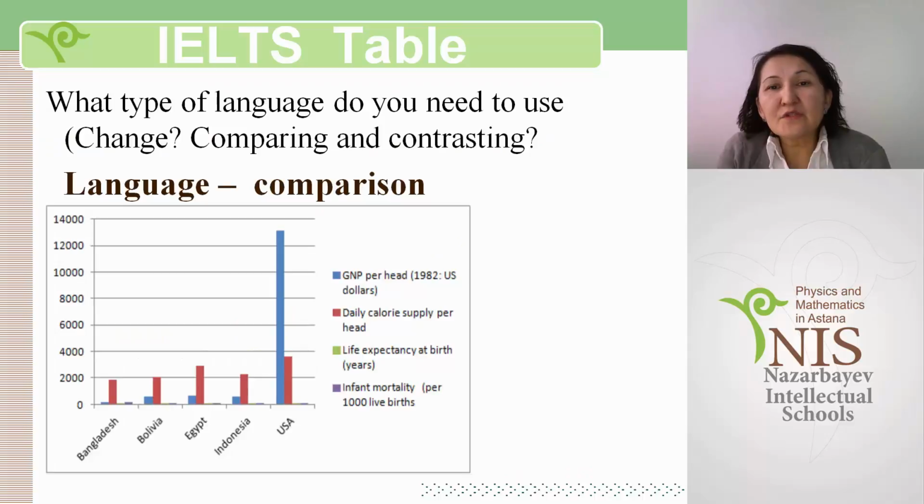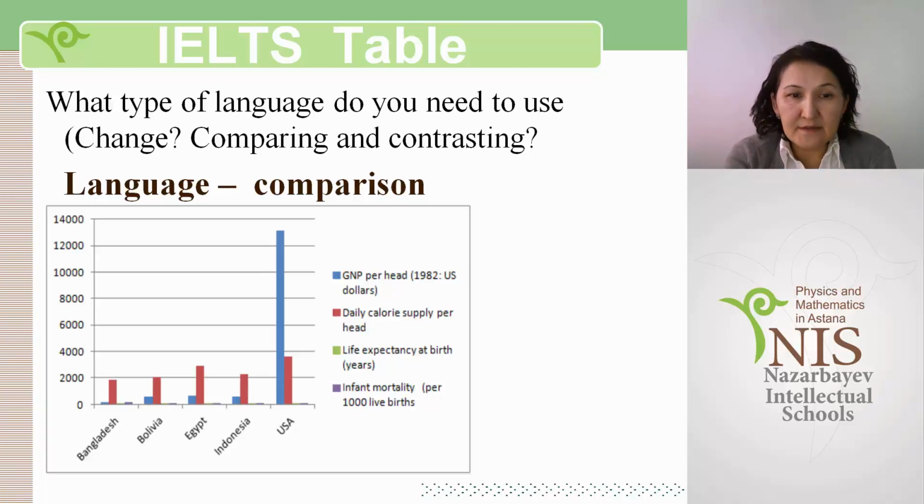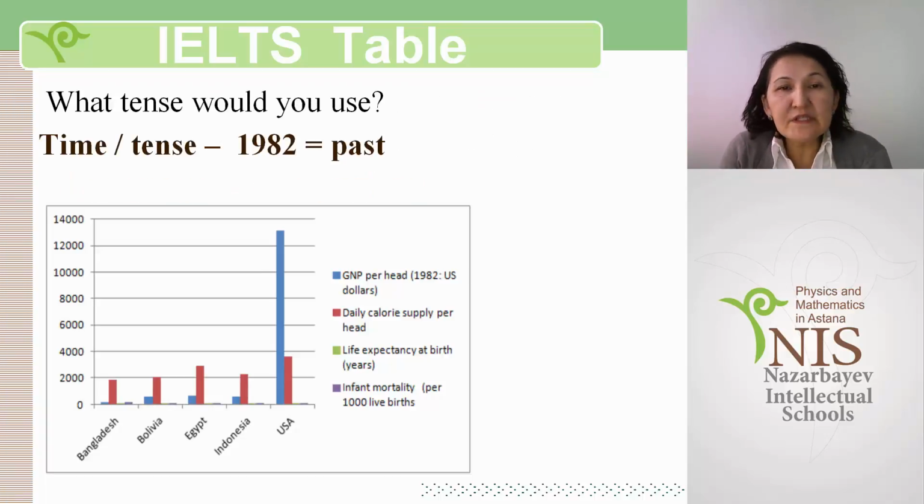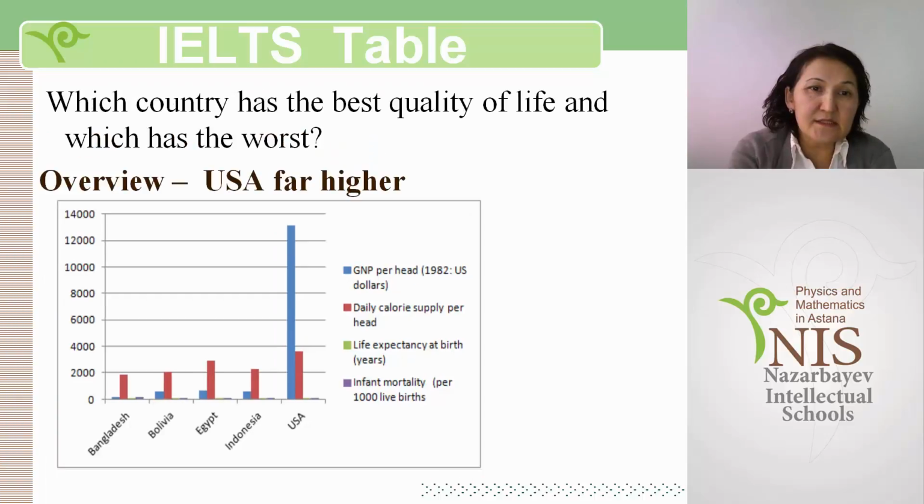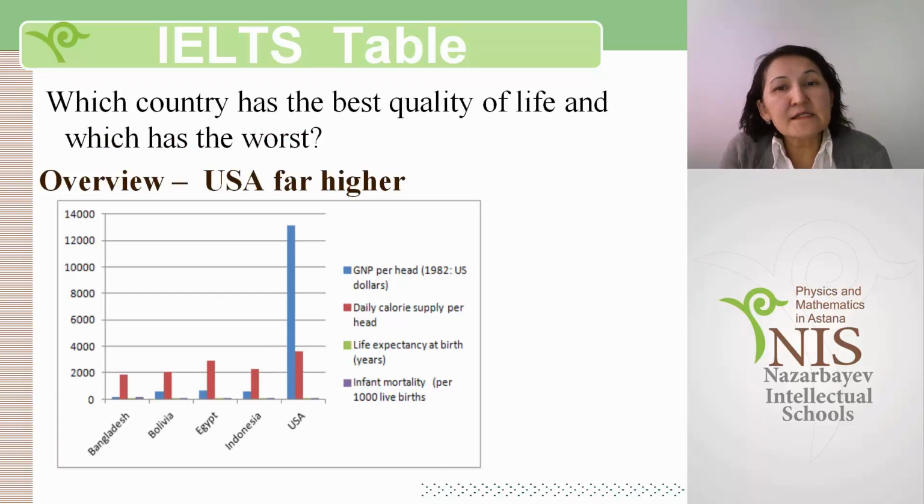What type of language do you need to use, change or comparing and contrasting? Sure, we use language of comparison. What tense would you use? So if we have this information from 1982, we use past tense. Which country has the best quality of life and which has the worst? So we should give an overview: the USA is far higher.